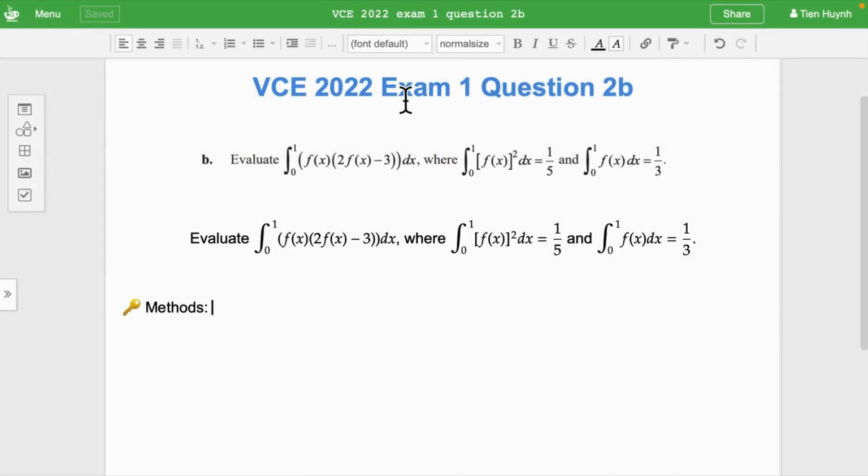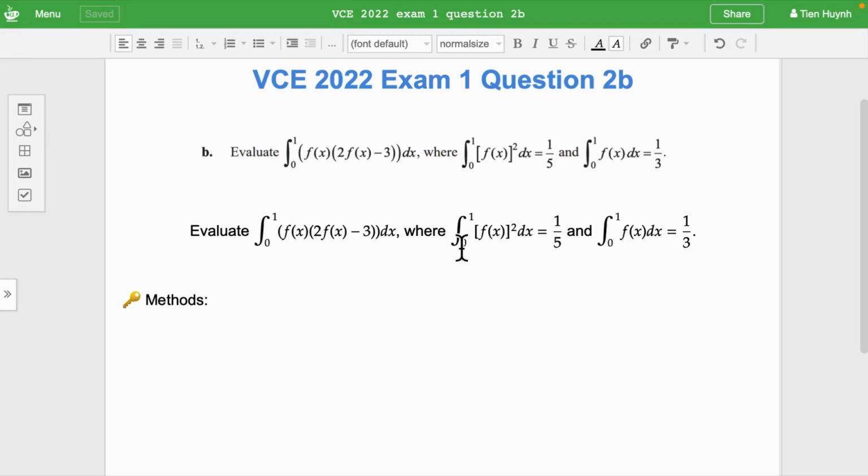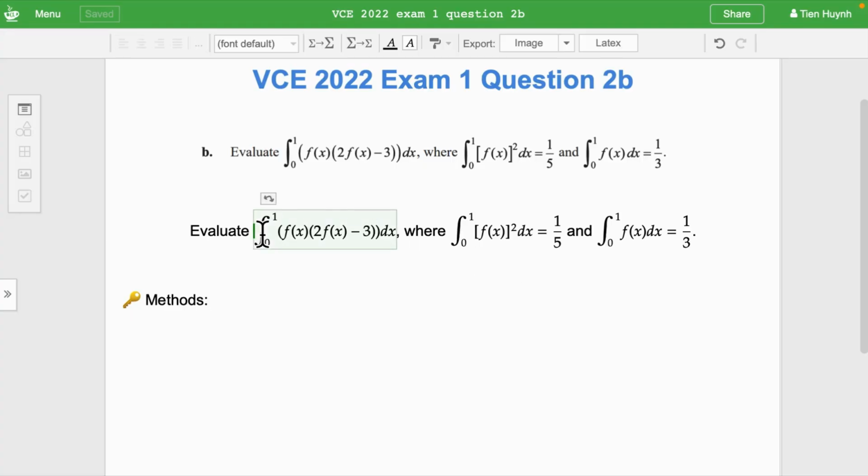VCE 2022 Exam 1 question 2b. It says to evaluate this definite integral from 0 to 1 of f(x) multiplied by (2f(x) − 3), where the definite integral from 0 to 1 of f(x) squared is 1/5, and the definite integral from 0 to 1 of f(x) dx is 1/3. So I have extracted the question here. In this question, we need to evaluate this definite integral.